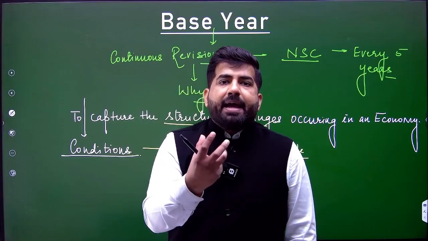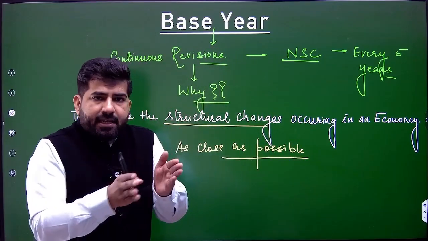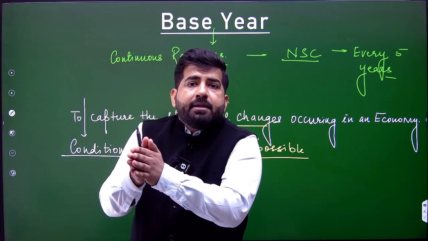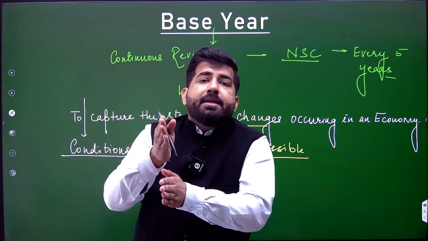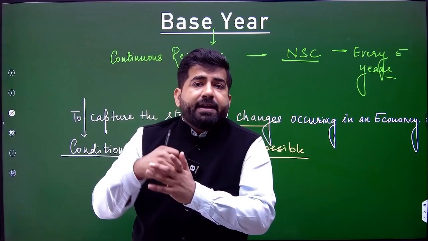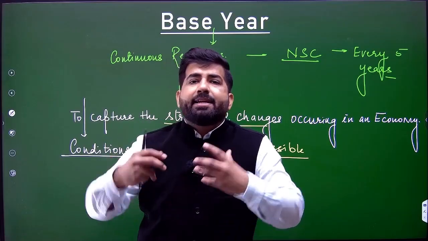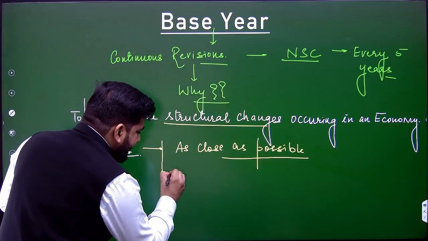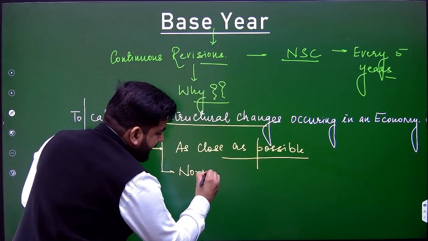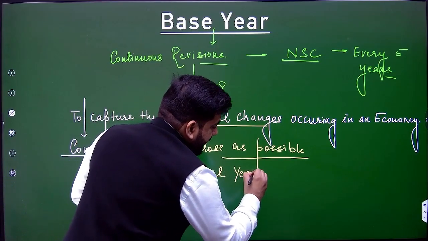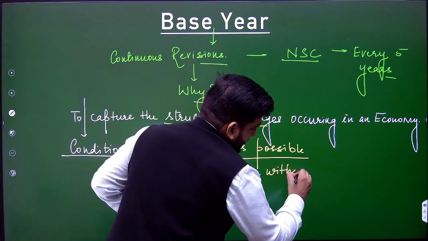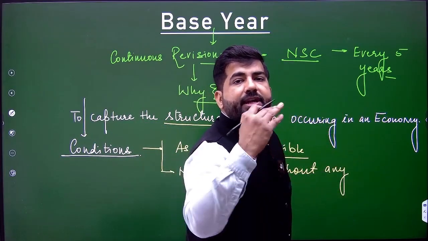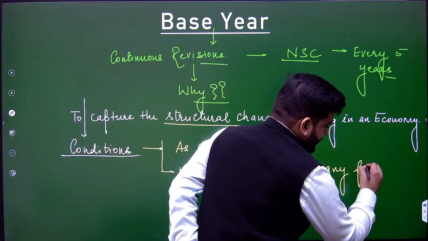So thereby, the second condition is, yes, the base year has to be as close as possible. But it cannot be a turbulent year where the prices might have dropped or declined due to some external factors. Clear? So the second condition is it should be a normal year without any fluctuations, so that the prices represent the average trend that is there in a year without any fluctuations.